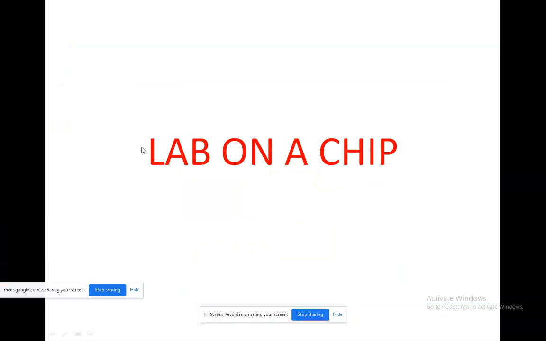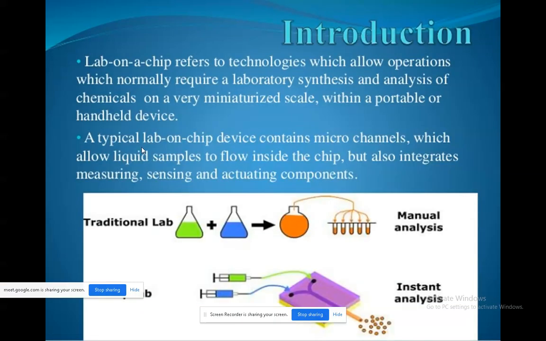Okay, next topic, lab on a chip. So, introduction of lab on a chip. Lab on a chip refers to technology which allows operations which normally require a laboratory, synthesis and analysis of chemicals, on a very miniaturized scale within a portable or handheld device.